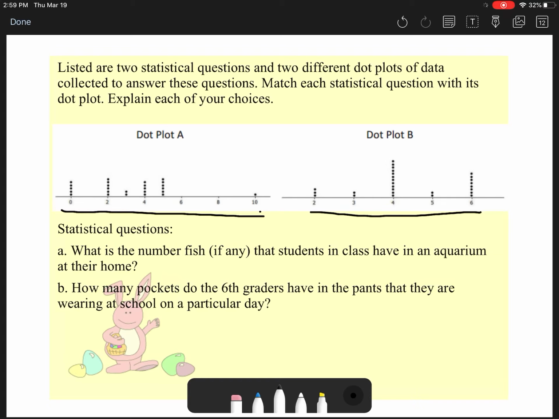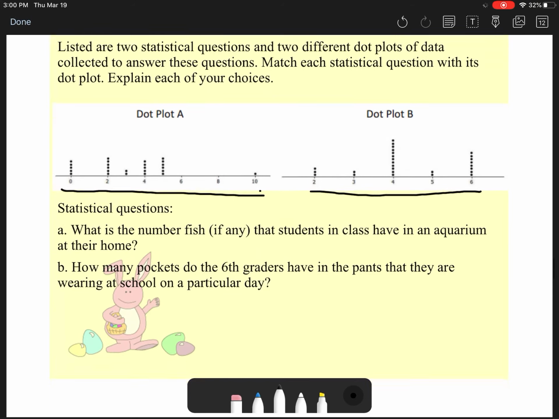Maybe there are 6 students that have 1, 2, 3, 4, 5, 6, 7, 8 fish. Or maybe, instead of the number of students being the x-axis, maybe that's the number of fish, and then the students are the dots on the plot. So you really have a lot of freedom to decide what you want to represent.